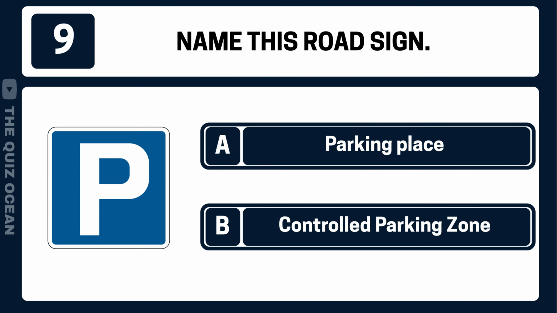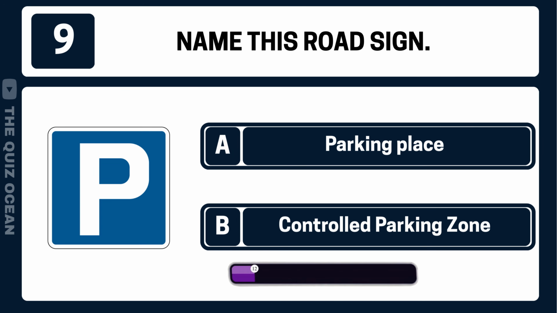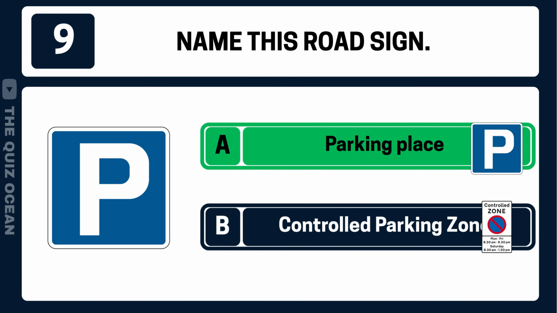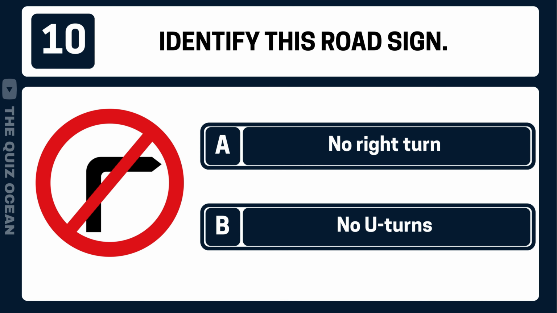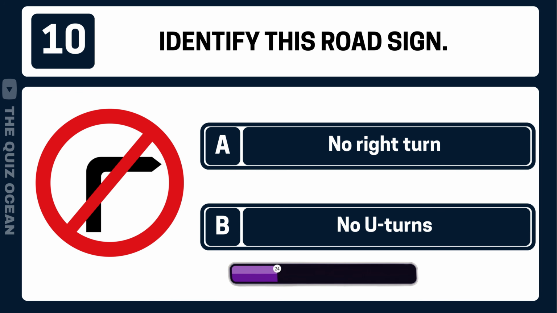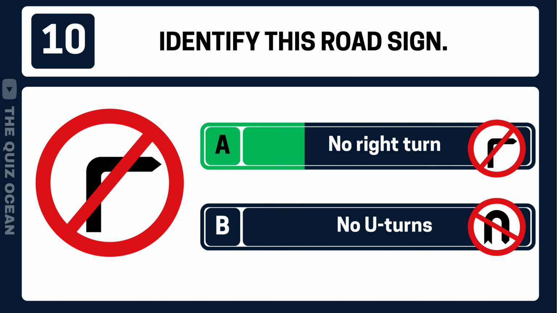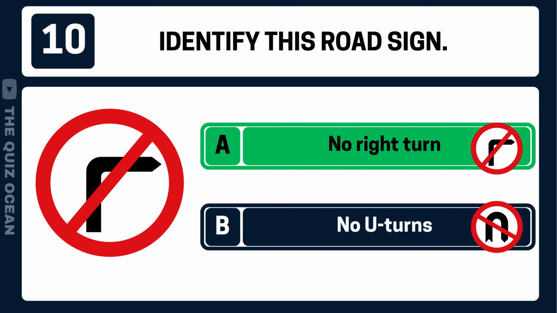Name this road sign. A. Parking place. B. Controlled parking zone. Correct. This sign designates a parking place. Identify this road sign. A. No right turn. B. No U-turns. Well spotted. This sign prohibits drivers making right turns in the area.